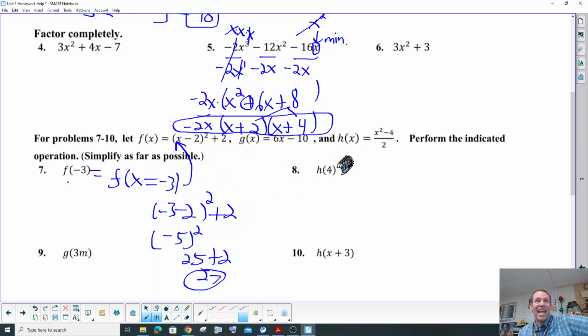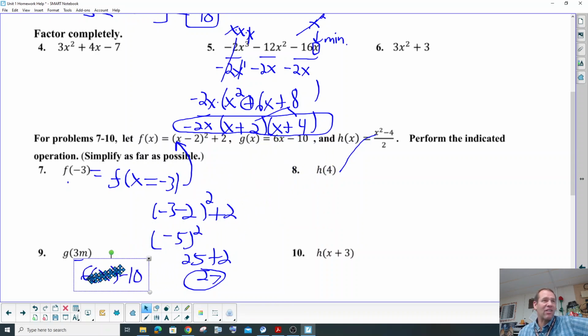So try 8 next, where you plug a 4 in there, right? And then number 9, they want you to plug in 3m. That's crazy. So we're going to go to G, which is 6x minus 10. And so we're going to take that 6x minus 10, and wherever we see an x, we're going to replace it with a 3m. That's how this works.